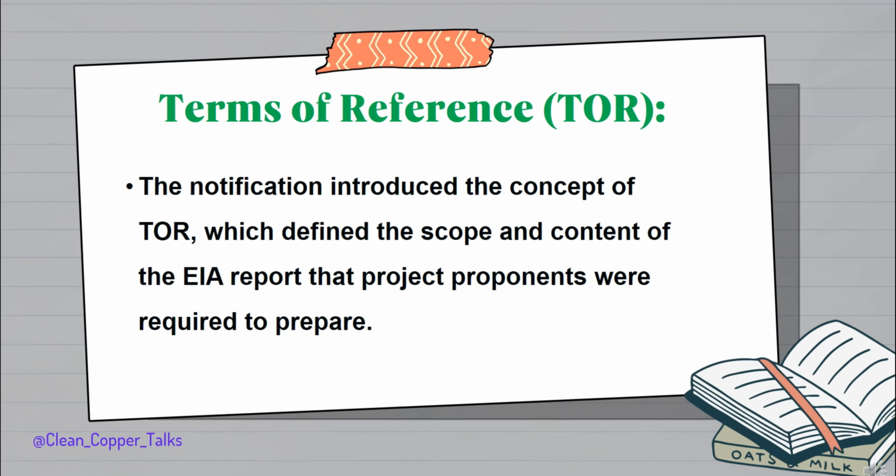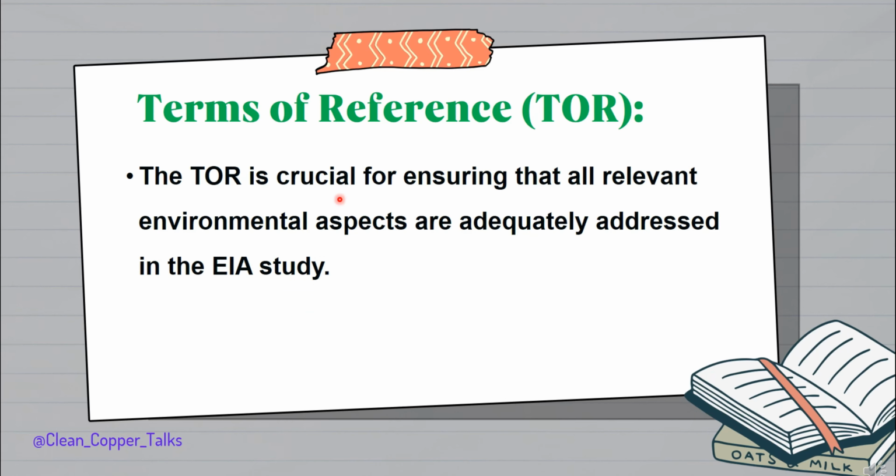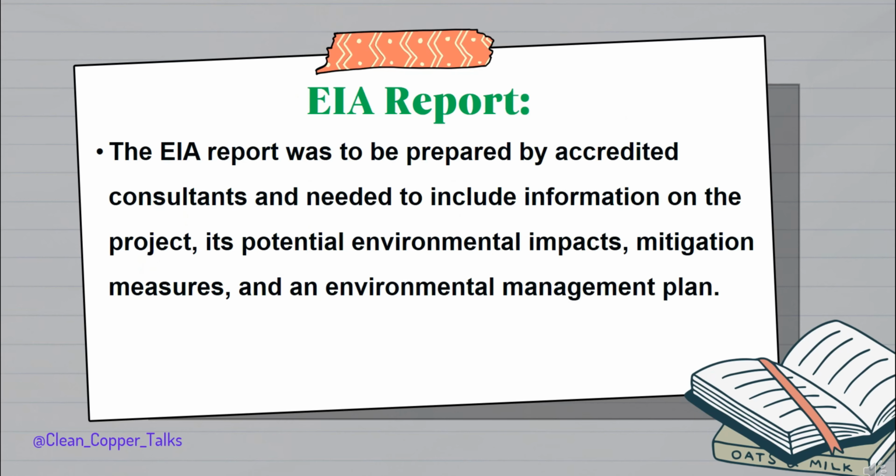So terms of reference basically summarizes the terms, the points over which environmental impact assessment has to be carried out. Terms of reference is crucial for ensuring that all the relevant environmental aspects are adequately addressed in the EIA, and hence TOR is an important aspect. If by chance any important point is missed in TOR, it won't be covered completely in the EIA, and hence TOR is an important aspect. The EIA report was to be prepared by accredited consultants.